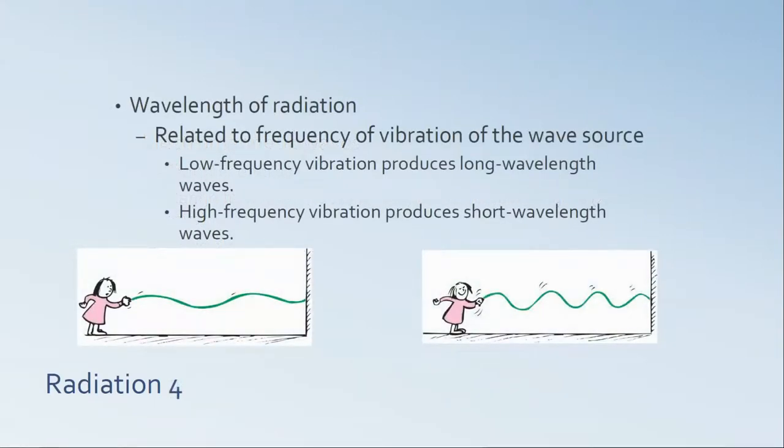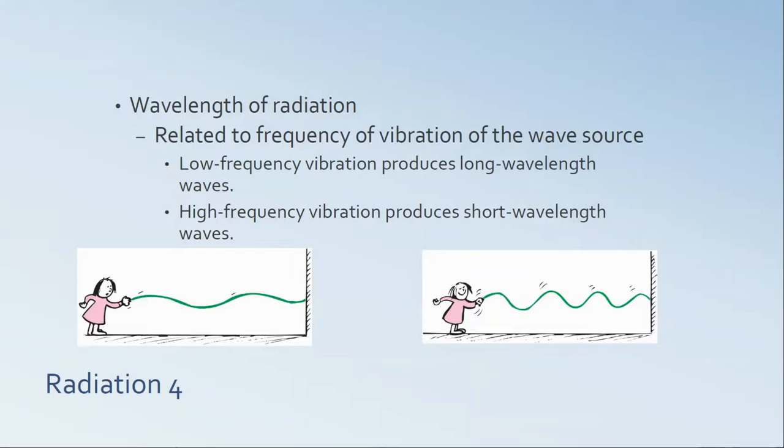The wavelength of radiation that an object emits is related to the vibrational frequency of that wave source. So if we have a low frequency vibration, it's going to produce a long wavelength. And a high frequency vibration will produce a short wavelength. And we can see this in the picture of our little girl. She has a jump rope attached to a wall.